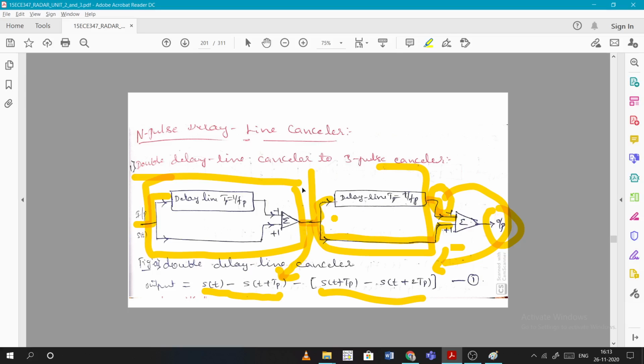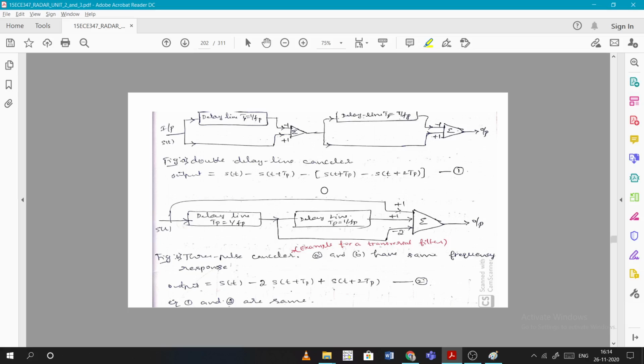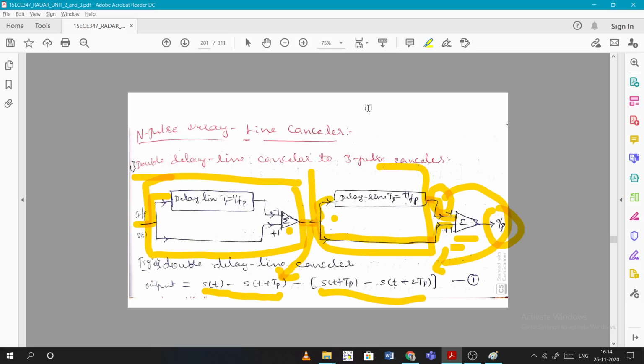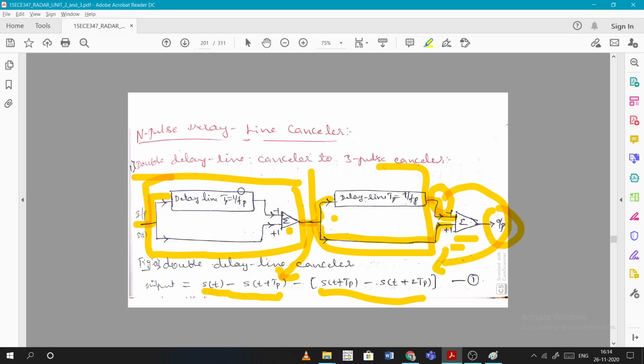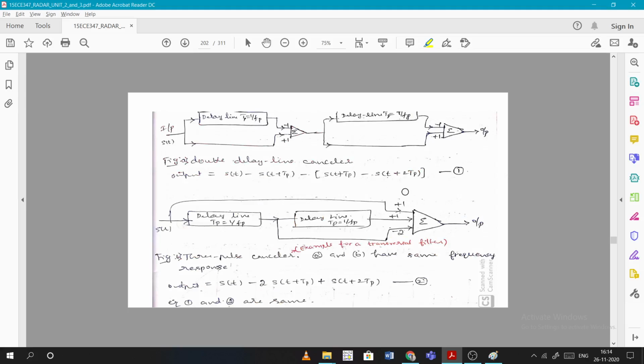So how can we change this? Here we are using two subtractors, right? Instead of using two subtractors, we can use what are called summers. Depending on the sign of the signals, they will be subtracted like that. So we can achieve the same thing using a single subtractor, or comparator, that we call a three pulse canceller. So basically we are changing this to this, but we'll get the same result.